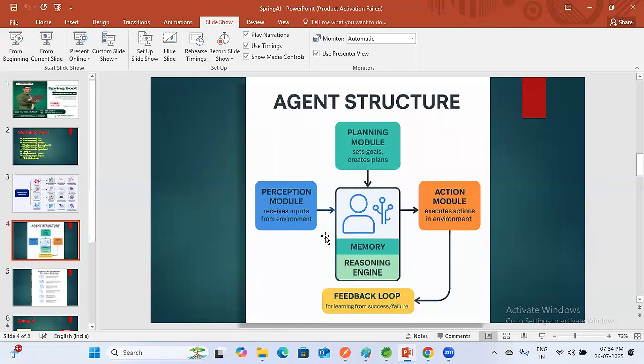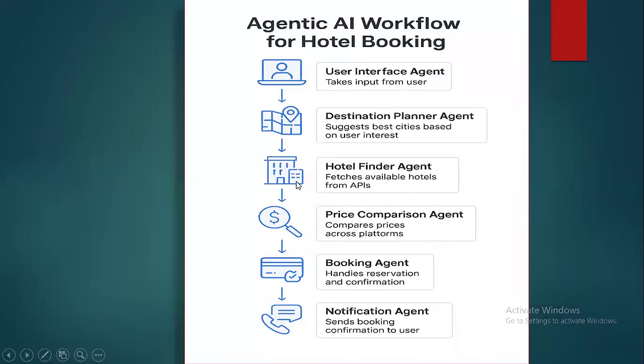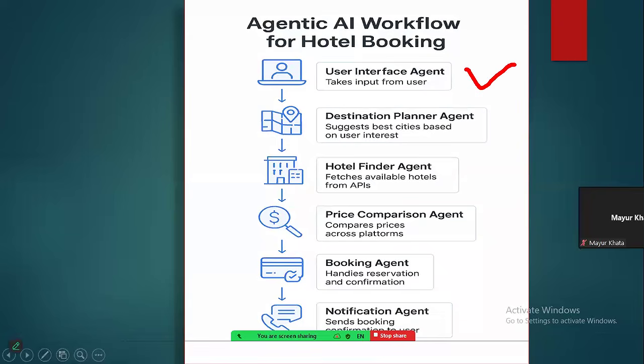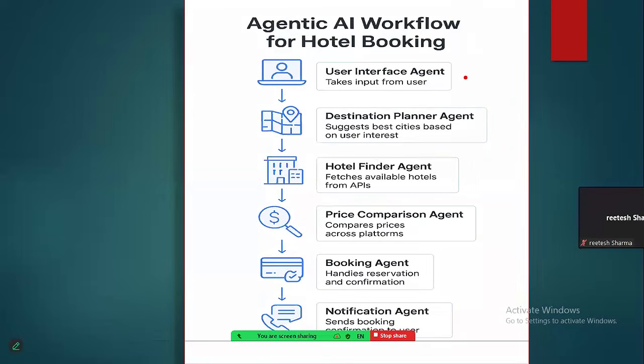If you go for an agentic AI workflow, this one is dedicated to hotel booking, which I have created for you. So one agent is for user interface, another is for destination planner, another is the hotel finder agent, price comparison, booking agent, and notification when your booking is successfully completed.